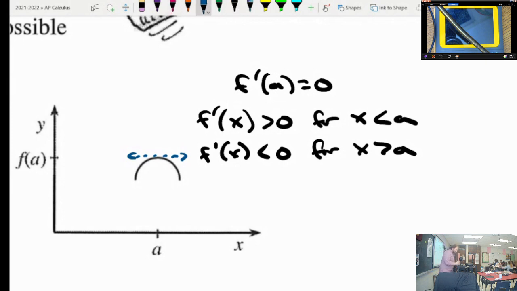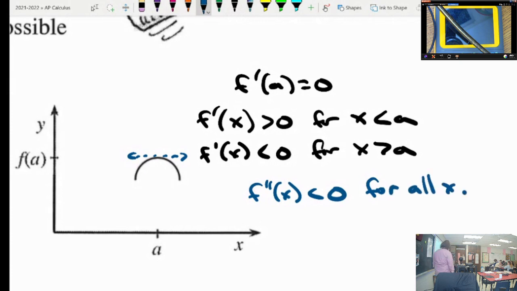When it comes to second derivatives, f double prime of x is less than 0, because it's concave down, for all x's, at least the x's that are nearby A. We don't know much about this function. We just know that it's concave down always.